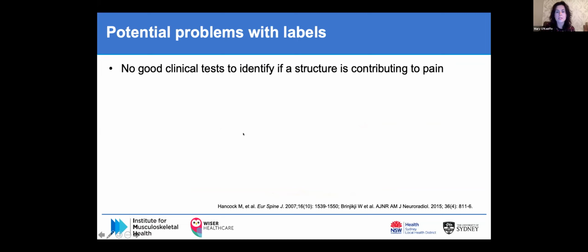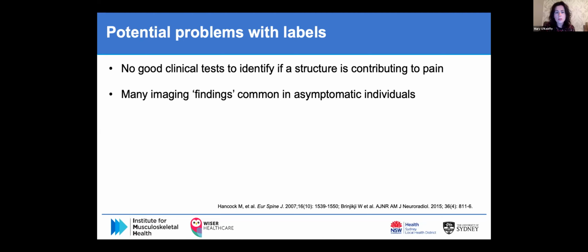We're not really sure. Unless somebody has a really specific pathology, we can't really be ever sure what's really causing their back pain. The other issue is many of these labels we use represent stuff on imaging, and many of these findings on imaging are common in people that have never had back pain or never will experience back pain.